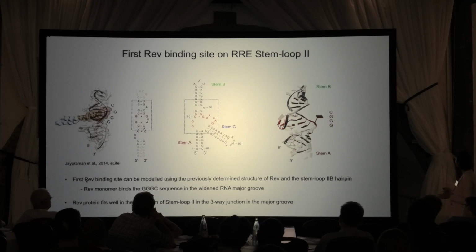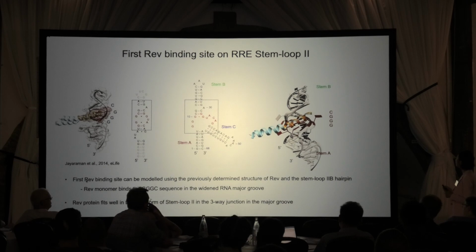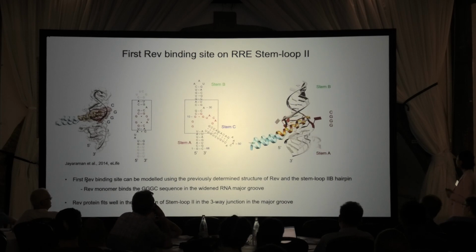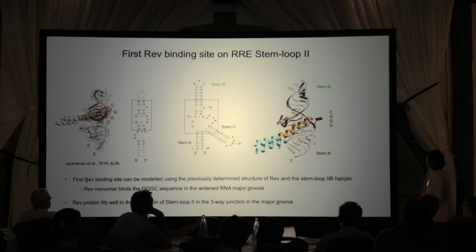Okay, so the GGGC sequence is highlighted in red. We overlaid it with the hairpin with the bound Rev protein, and I simply removed the hairpin. Okay. So we can see the Rev protein fits well in the open form of the stem loop 2 in the three-way junction in the major groove.